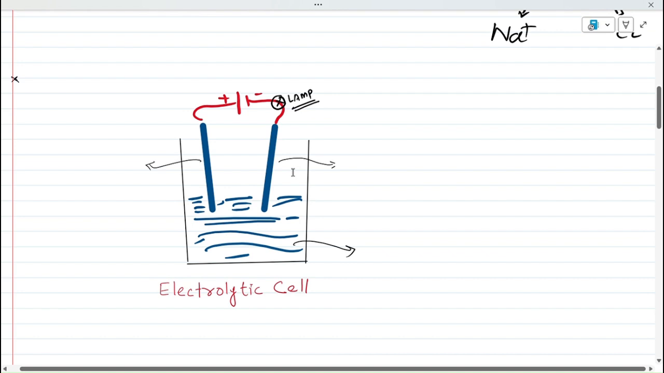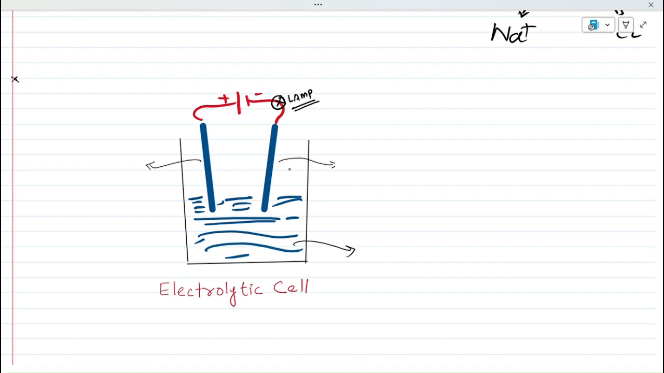This is a typical electrolytic cell. There are two rods dipped into the solution, connected with the power supply, and in between the rods and the power supply there is also a lamp or any kind of load that could be attached. The positive rod is called an anode, the negative one is called a cathode. The solution in which the rods are dipped is called an electrolyte.